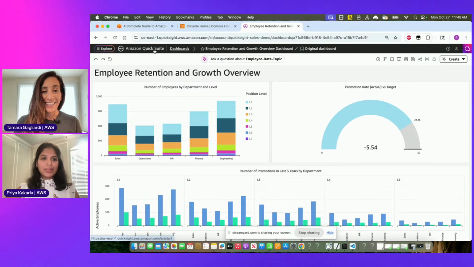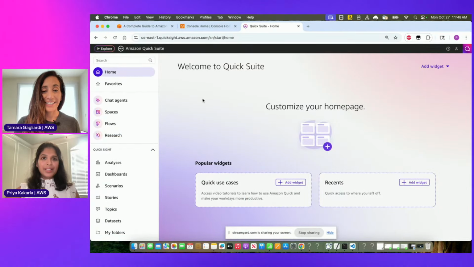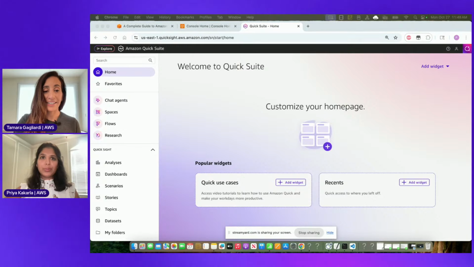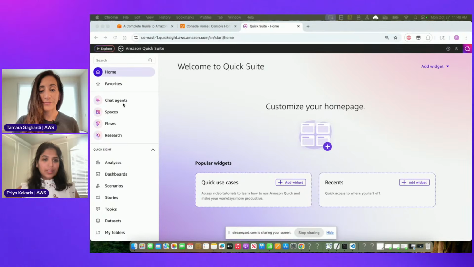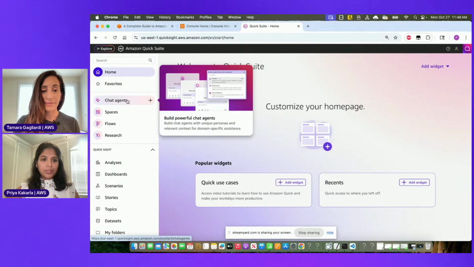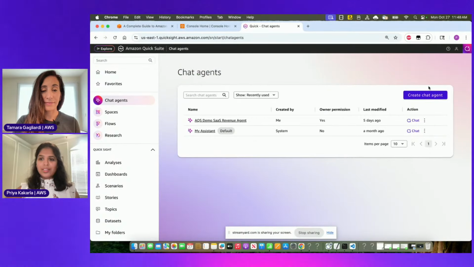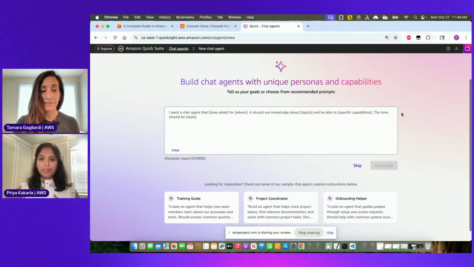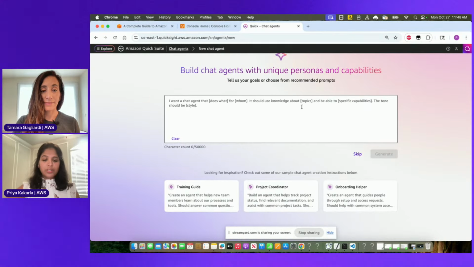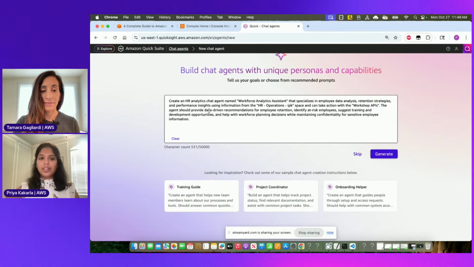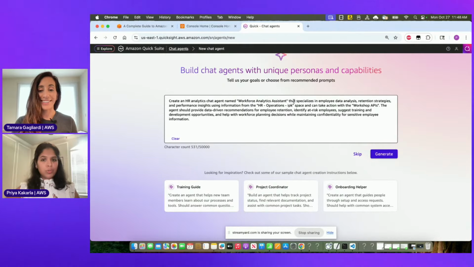Let's go back to the home page. Okay. And let me get quickly the instruction that I want to prompt to create a custom chat agent. So here is the custom chat agent I'm going to create. So let's create a chat agent. Okay. And here is my instruction to the chat agent. I'm going to create an HR analytics chat agent. I'm going to give it a name. I'm using a natural language prompt to create this chat agent.